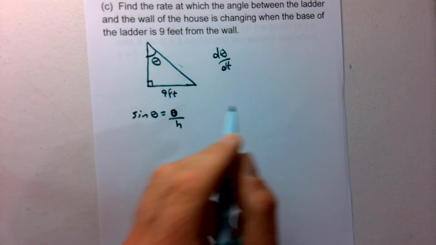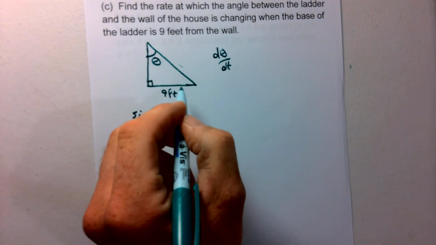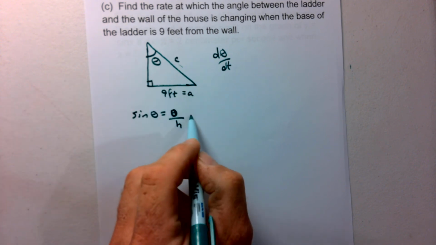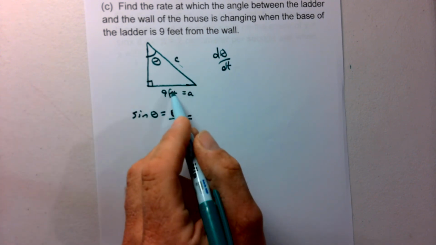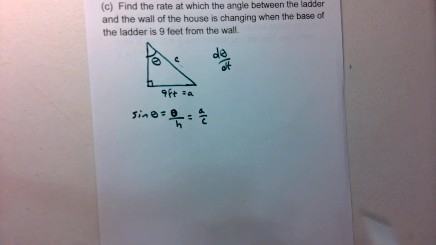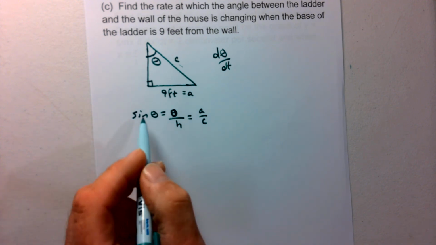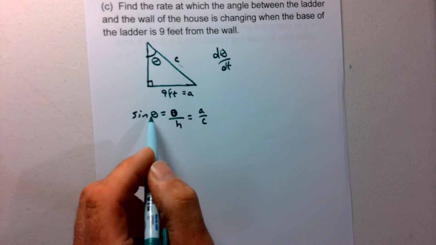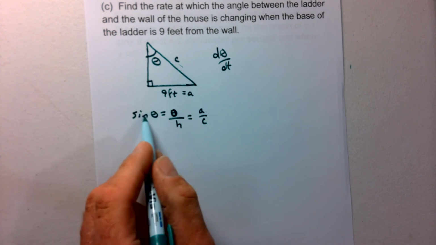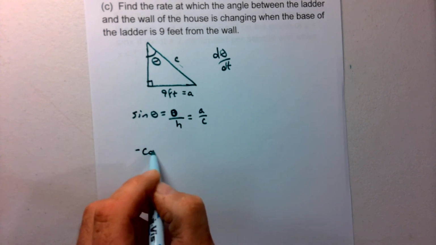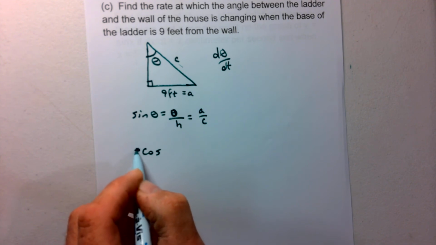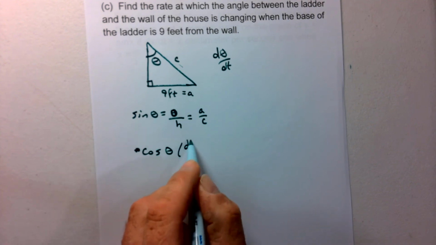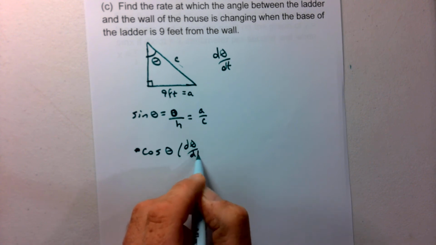If we go back to our values, we let this side be a, and we let this side be c, so we should probably change this O and H into a and c. So let's go ahead and find the derivative of this trig equation. So the derivative of sine we know is positive cosine of theta times the derivative of the angle, which is d theta dt.